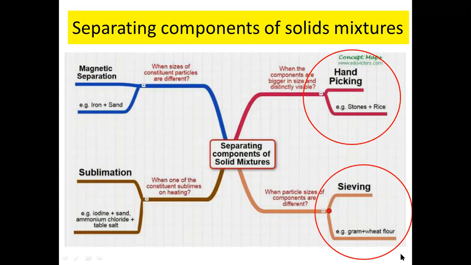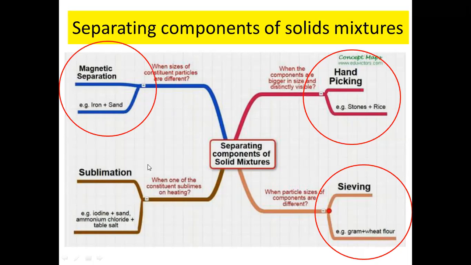Another method is sieving, like when you are going to separate the gram from the wheat flour. Here, when the particle sizes of the components are different, because one is much smaller and the other is much larger, it is better to use sieving. And you can also use sieving at home to separate the grams from the wheat flour.